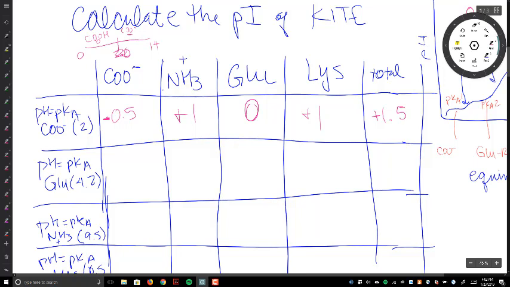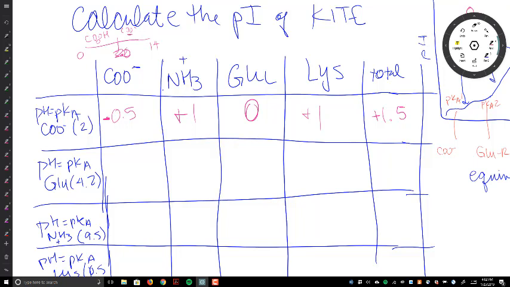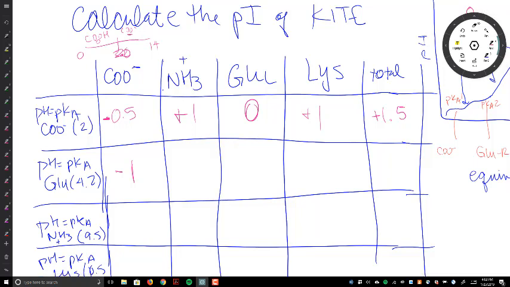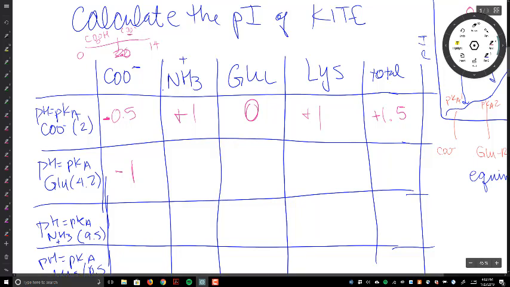Okay, let's move on to the next pKa. This is the pKa for glutamate of 4.2. So the carboxylic acid for the C-terminus is going to kick over completely to -1 because the pH is greater than the pKa now. Similarly, we're not going to see a change with the lysine or the N-terminus. They're both going to be +1 because the pH is still less than the pKa for those two residues.